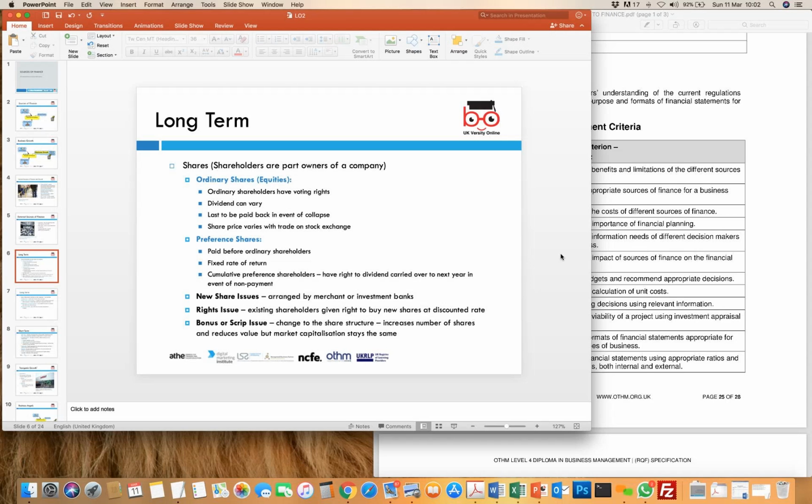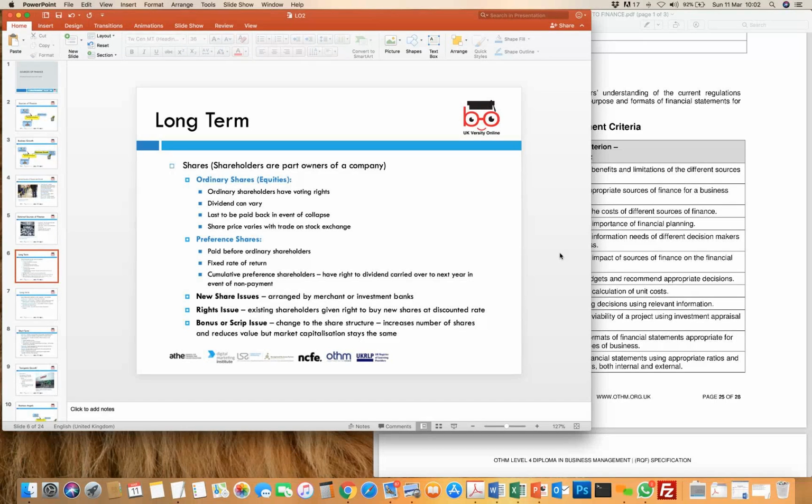So if you are a national player, you might just decide to list your company on a particular stock exchange in that country. But if you are international in terms of your business, this would mean that you could float your company or your shares on different stock exchanges, and that would mean you're looking at generating more capital.